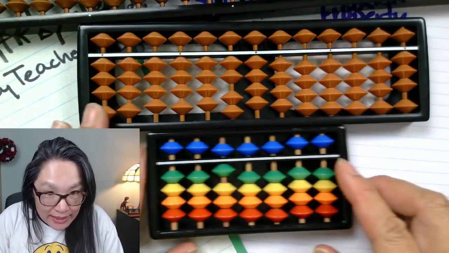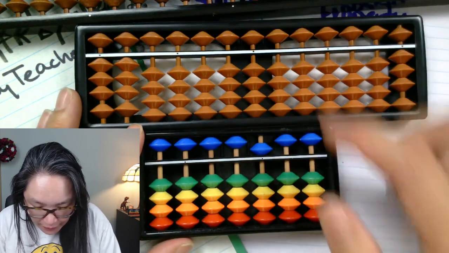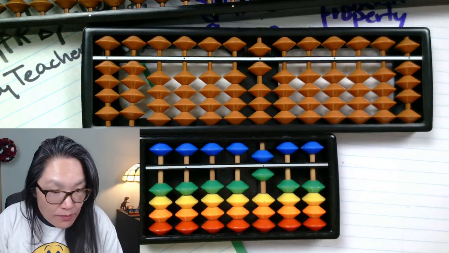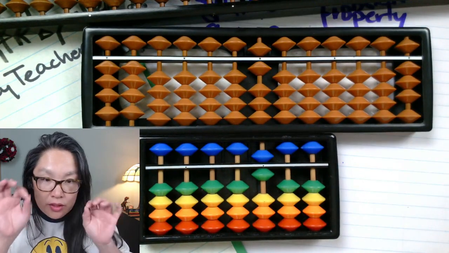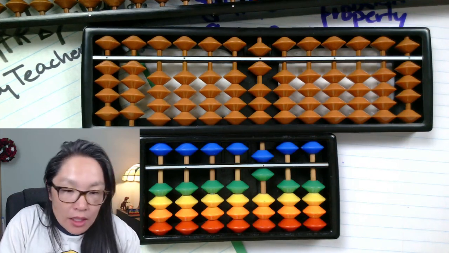So when we line it up, we have 5. This is 5. This is 6. This is 6. Does that make sense? So it doesn't matter what the colors are. It just matters about the position of the beads.